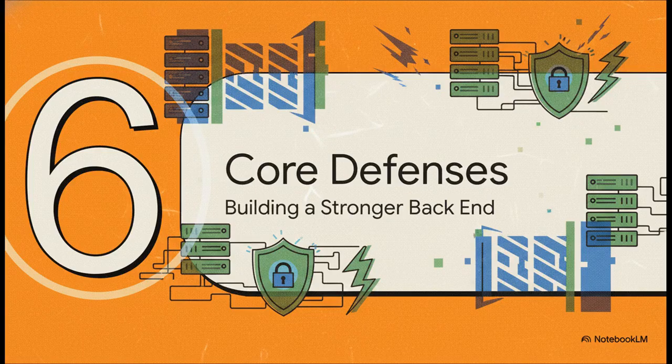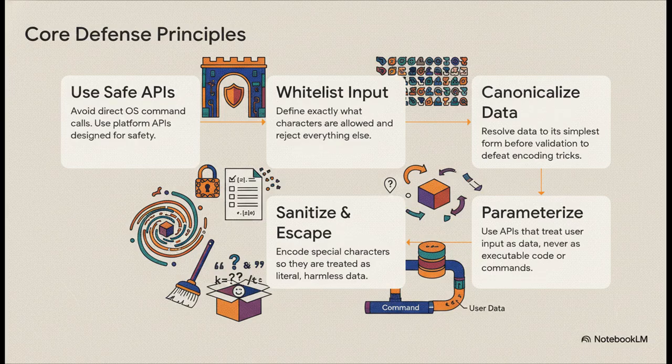So, we've been through a lot of pretty nasty vulnerabilities here, right? We've seen how attackers can really mess with backend systems. The obvious next question is, how do we stop them? Let's wrap up by talking about the core defenses and best practices for building a much stronger backend. The first thing to understand is that there's no single magic fix. You need a defense-in-depth strategy.